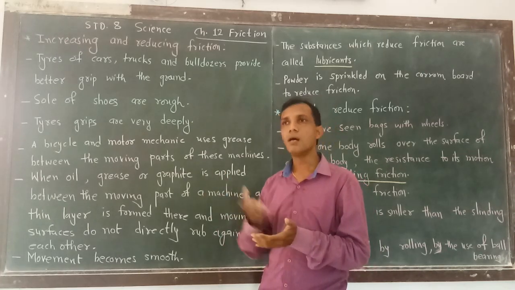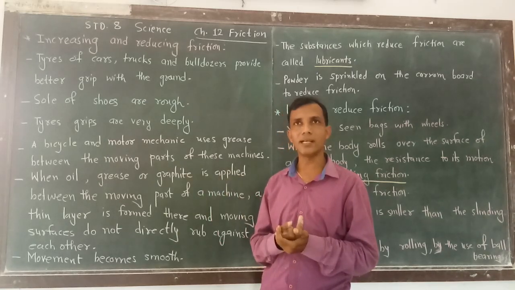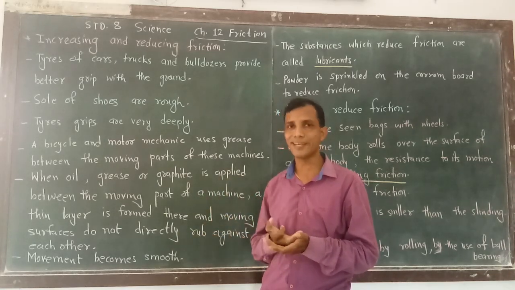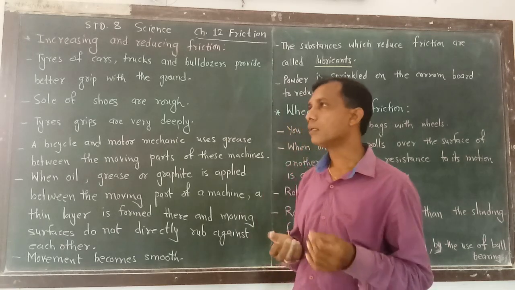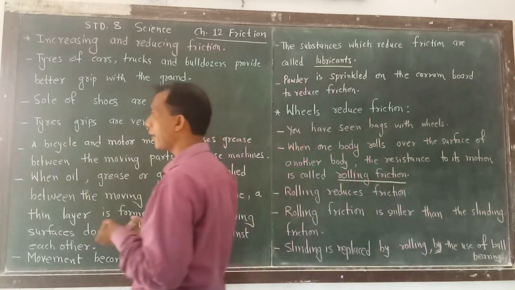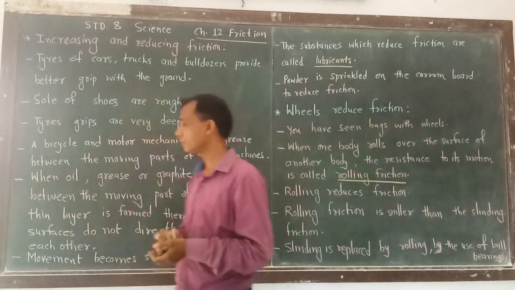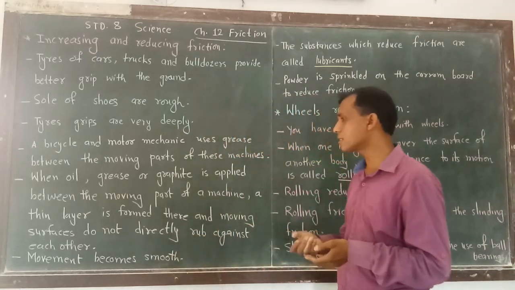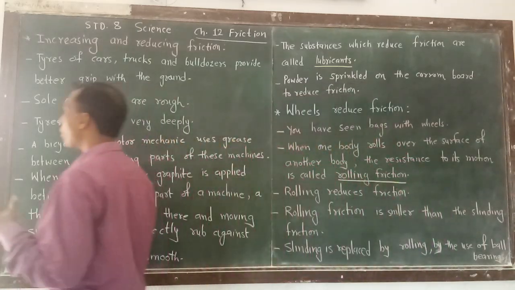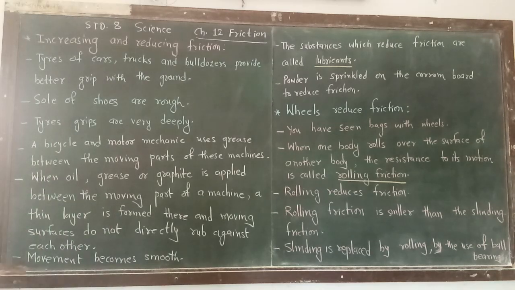For such reasons, motor mechanics, bike mechanics and cycle mechanics generally use oil, grease or graphite on the moving parts. With oiling or greasing, the movement becomes very smooth. It can run easily and move easily. The parts can move.